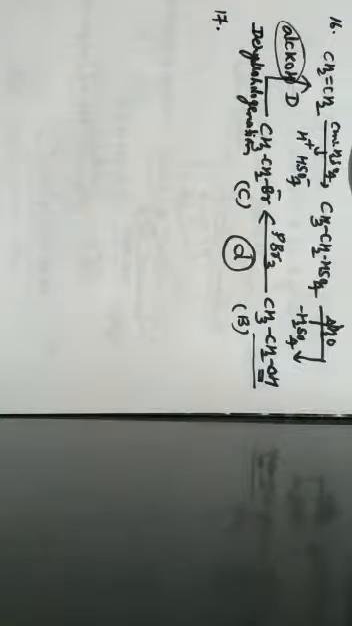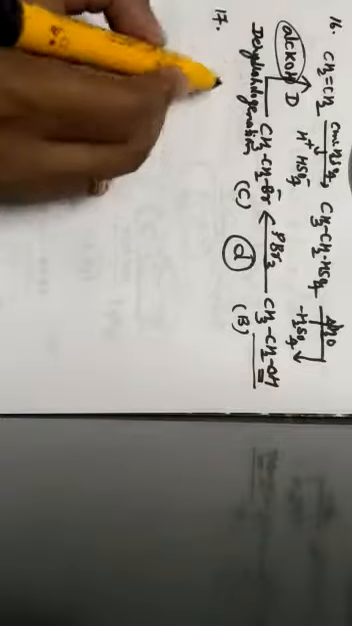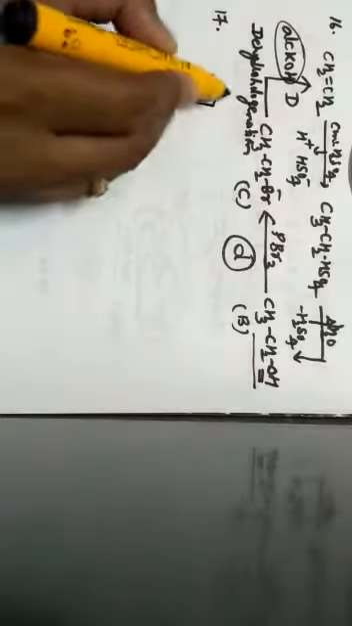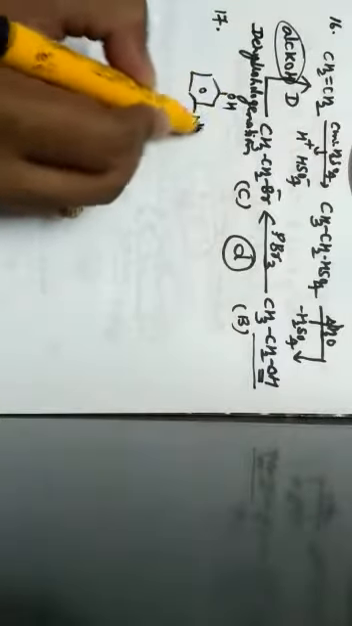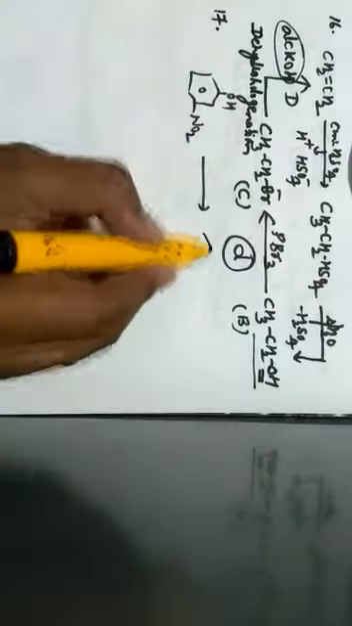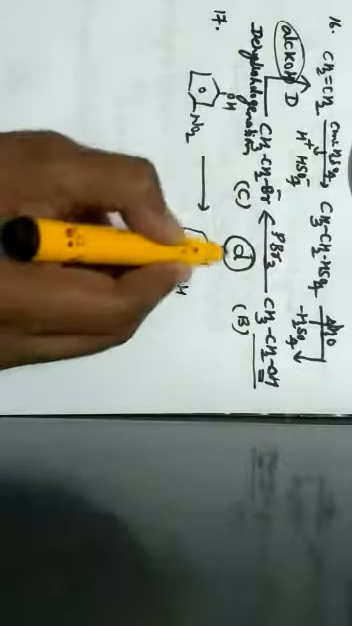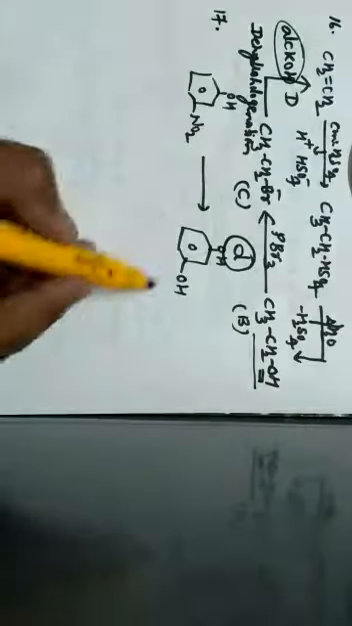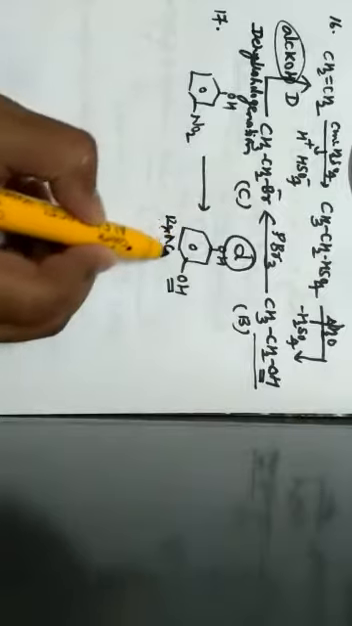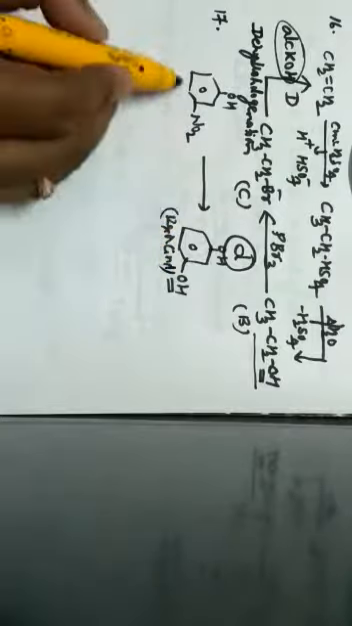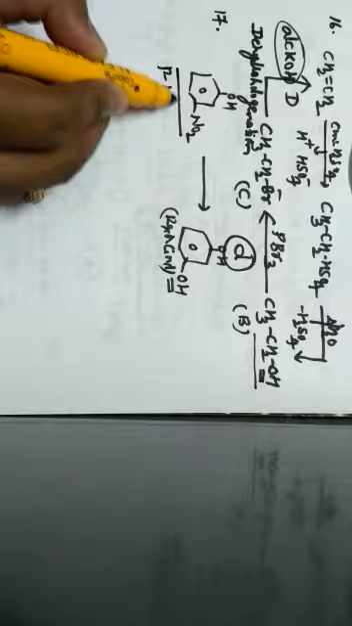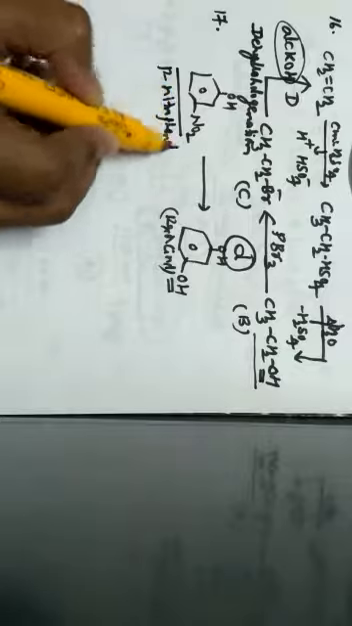The conversion of metanitrophenol to resorcinol. So let us write the structure. This is the structure of metanitrophenol. Metanitrophenol has to be converted into resorcinol. Please remember, resorcinol means the presence of two OH groups, with one OH group present at the meta position. This is the structure of resorcinol.